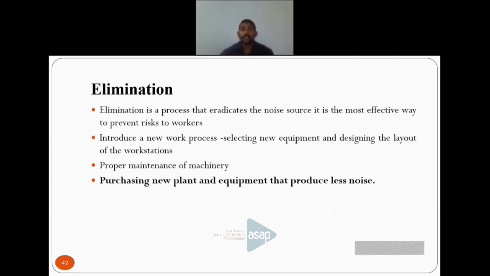And the next is the work process, selecting new equipment which has less noise. And the next is proper maintenance of the machinery. And this is purchasing newly planned equipment that produces less noise. That is elimination. From the source itself, we are eliminating the noise. There should not be any noise further when it is working, or in the case of an industry.